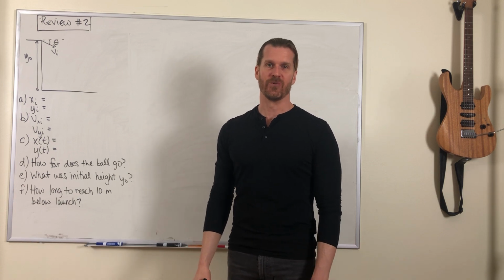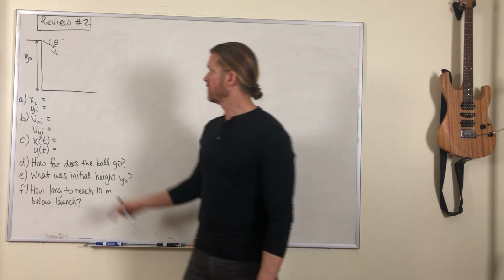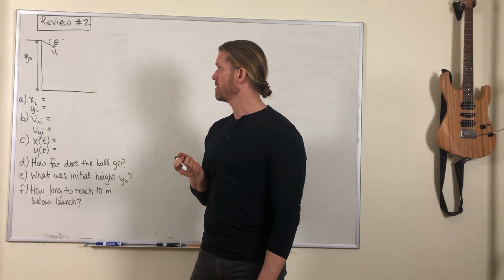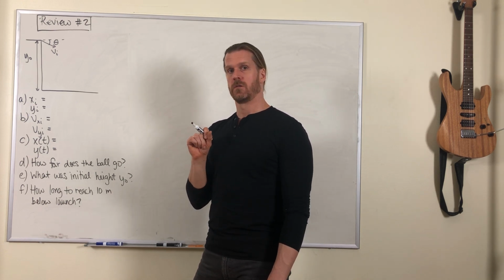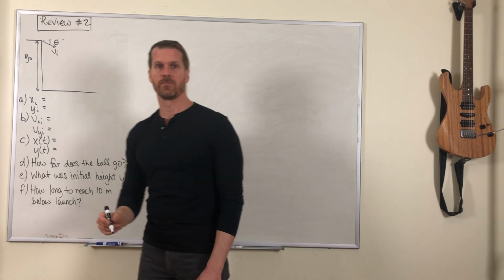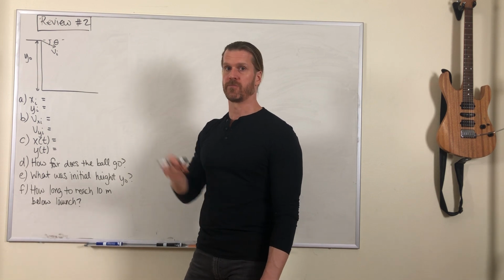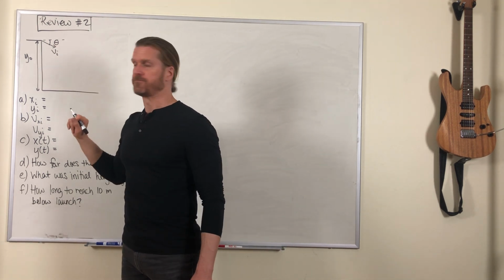Review problem number 2, more 2D kinematics. In this one, we again launch an object, I think it's a ball this time, from an initial height. What's different from problem 1 is that this is thrown at an angle. This angle here is below the horizontal, so you're throwing the ball slightly downward from some initial height.